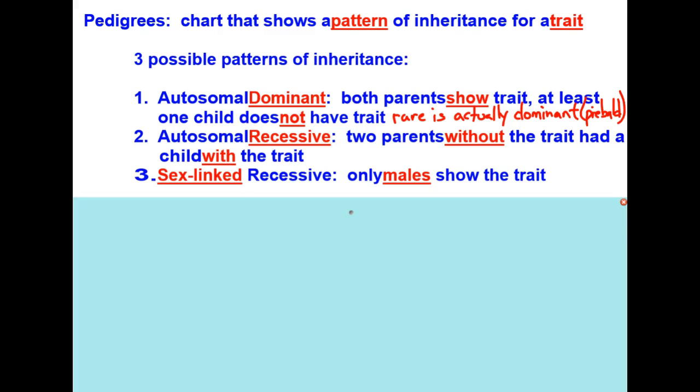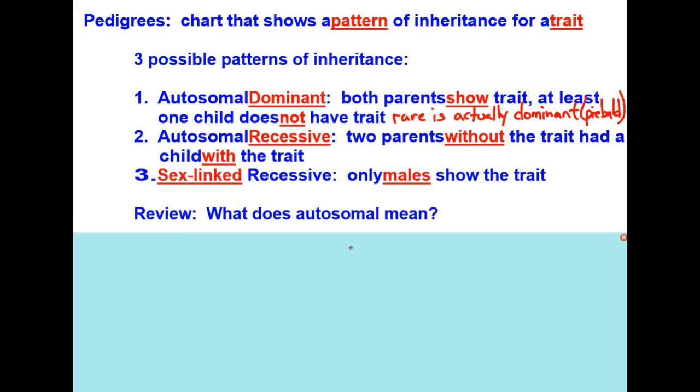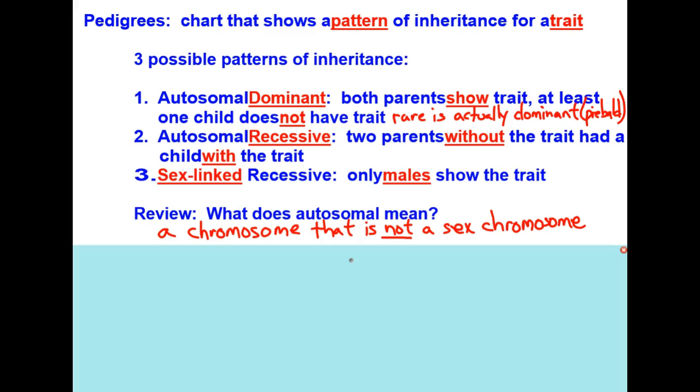When setting up a pedigree chart, first thing you have to remember is, what does autosomal mean? Autosomal is a chromosome that is not a sex chromosome. So for our first 2 patterns of inheritance above, these would be traits handed down in genes contained in 44 of the other 46 chromosomes that you have that aren't your 2 sex chromosomes.